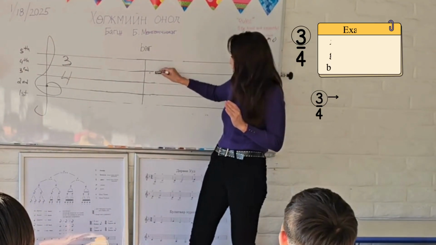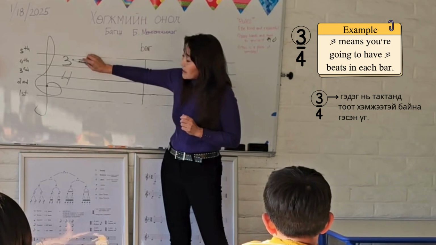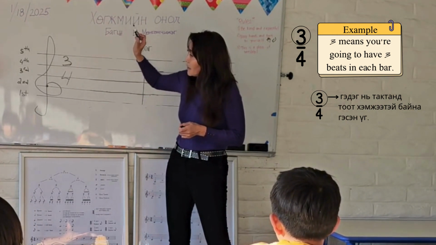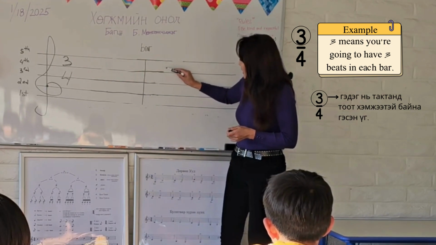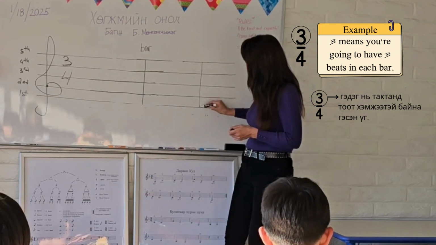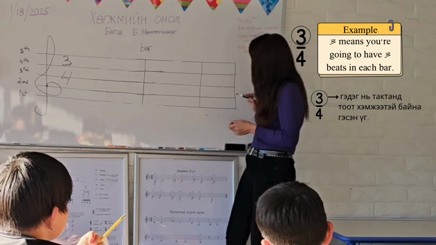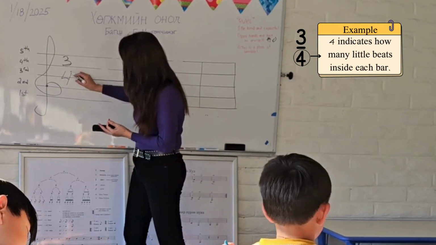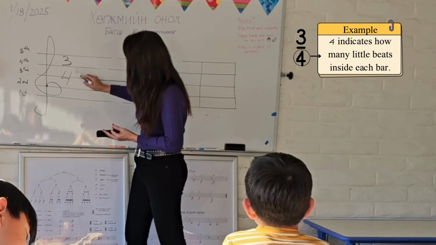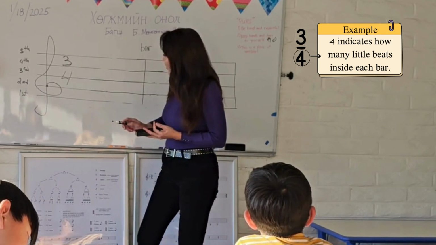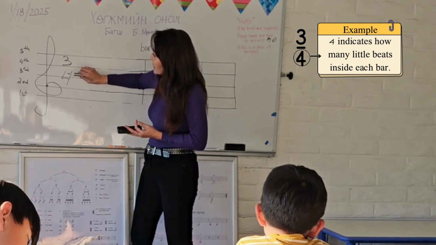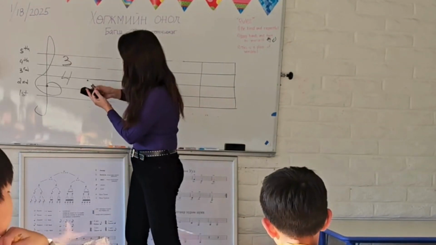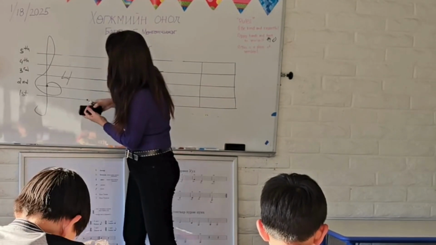So it's a bar. This number can be almost any number, but for this instance it's 3. So that means you're going to have 3 beats in each bar. The 4 indicates how many little beats are inside of it. So this can be 2.